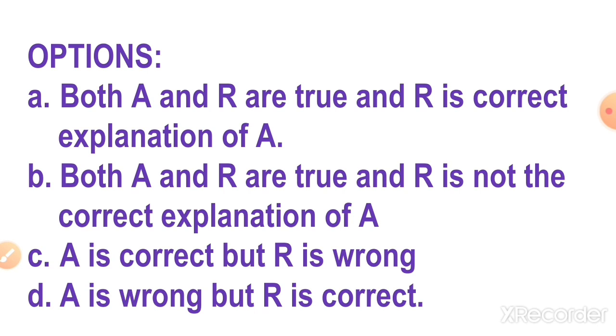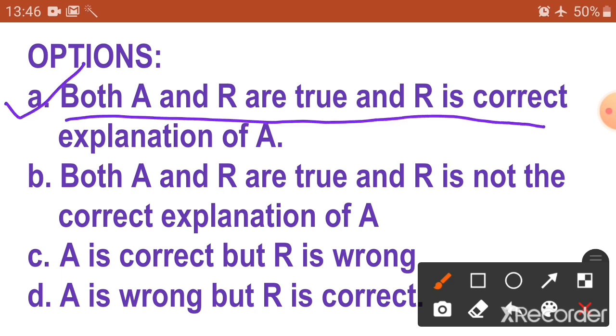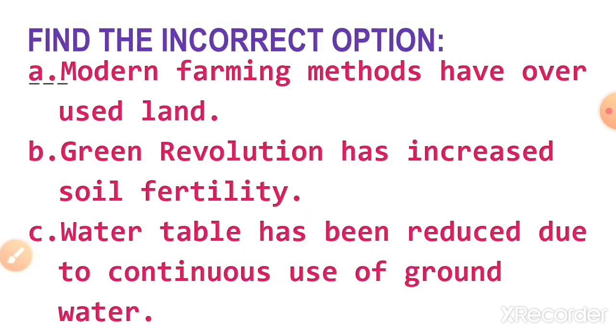So what do you think? Which option is right? Yes, option A is the right option. Both A and R are true, and R is the correct explanation of A. So this is the right option, and you are going to click on this. Let us move on to the next one.